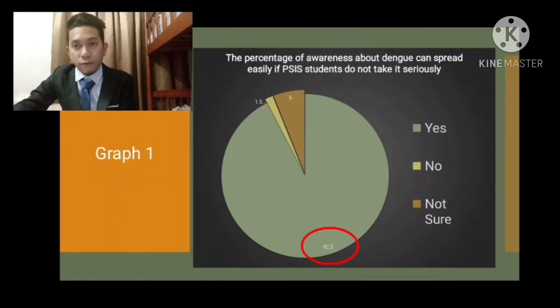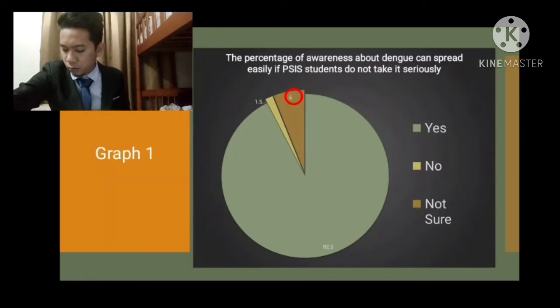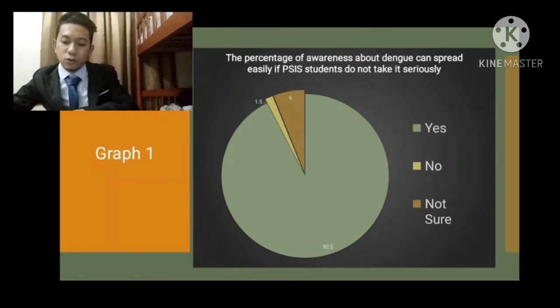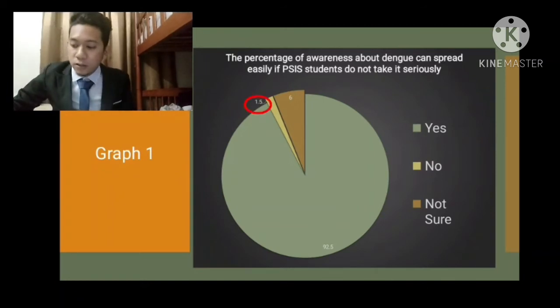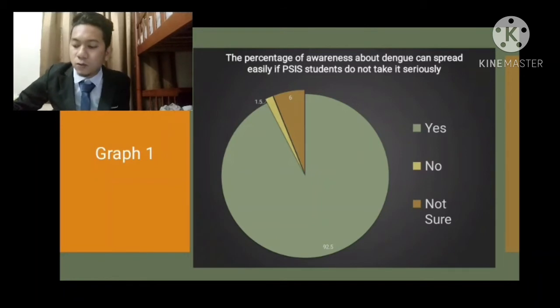About 92.5% are majority of Psis students voted yes. There are 6% among the Psis students that voted not sure, while the balance about 1.5% of Psis students voted no for this questionnaire. Comparison. I will compare about these 3 different answer of votes for this questionnaire.